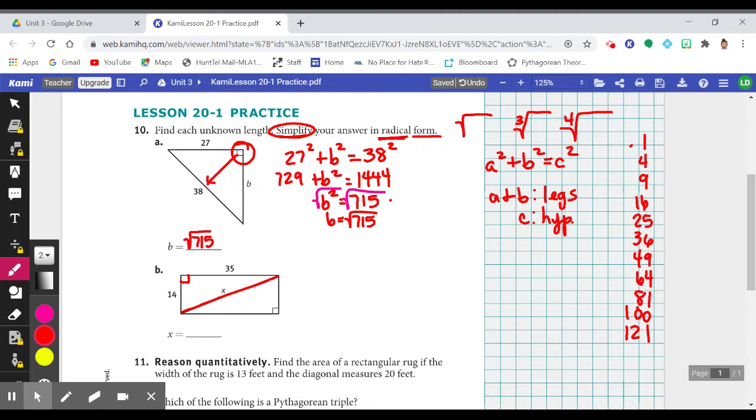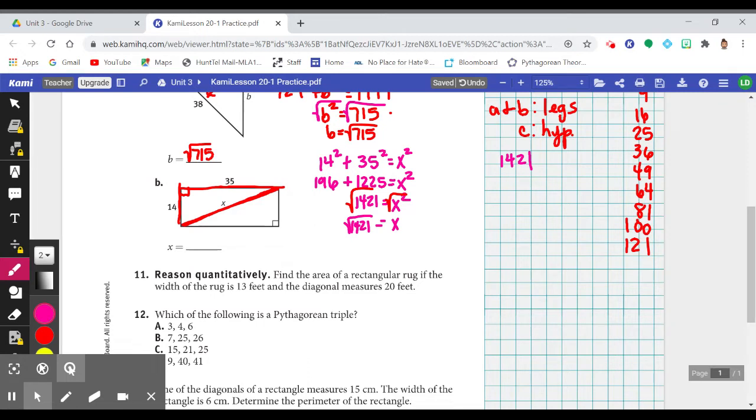And now the two sides that we're given are the legs, 14 and 35, so that could be A or B, as long as we know that the X we're finding is our hypotenuse. So let's get a different color here. 14 squared plus 35 squared is equal to, I guess we'll plug in X for C if you want to. So take a moment, get down to solving for X, and I'll jump back in and show you how to simplify our radical.